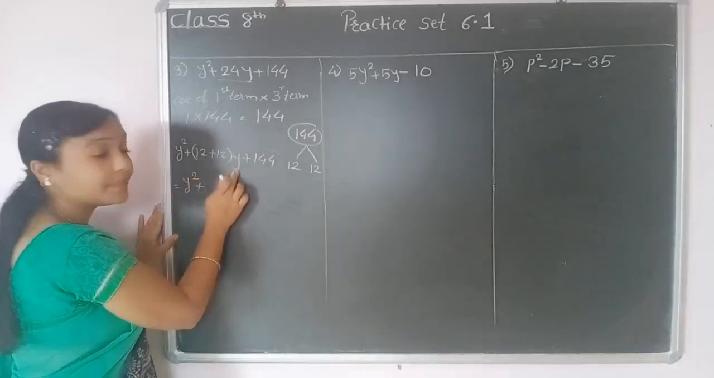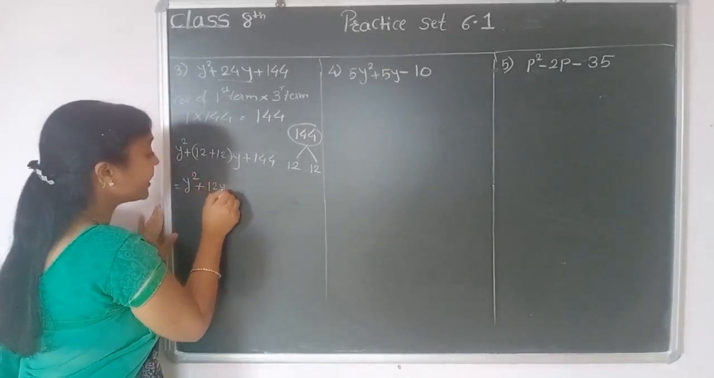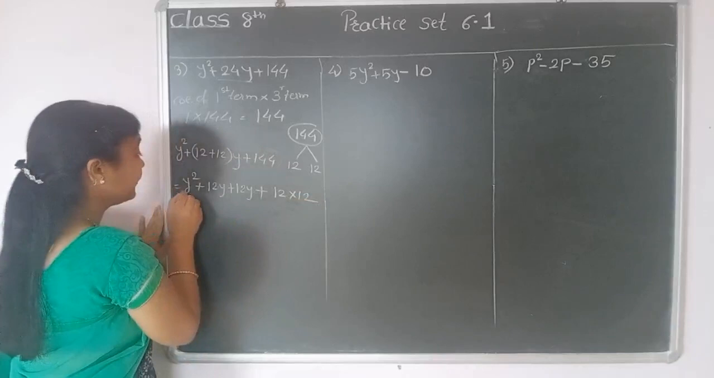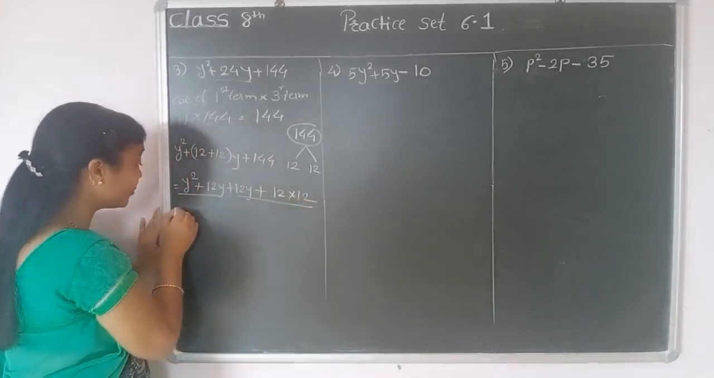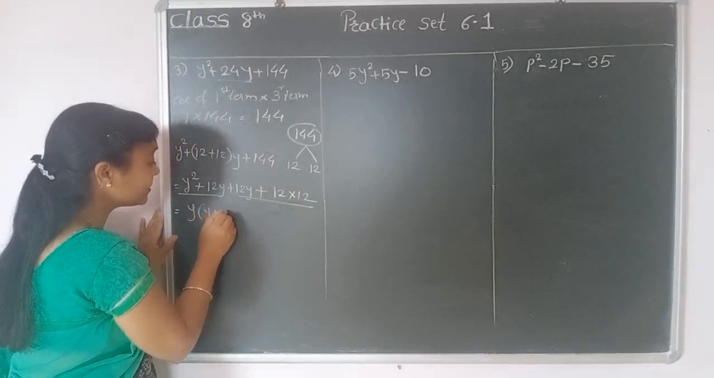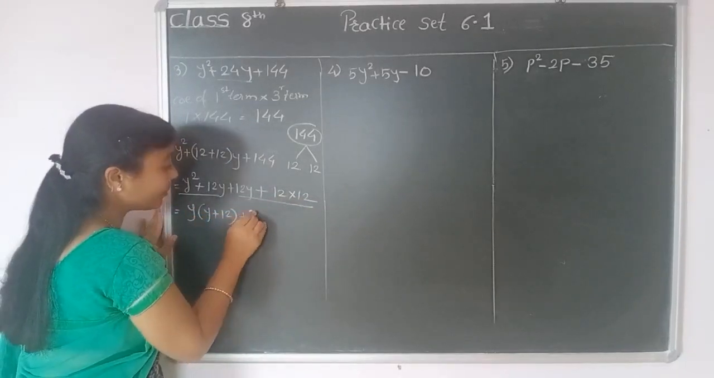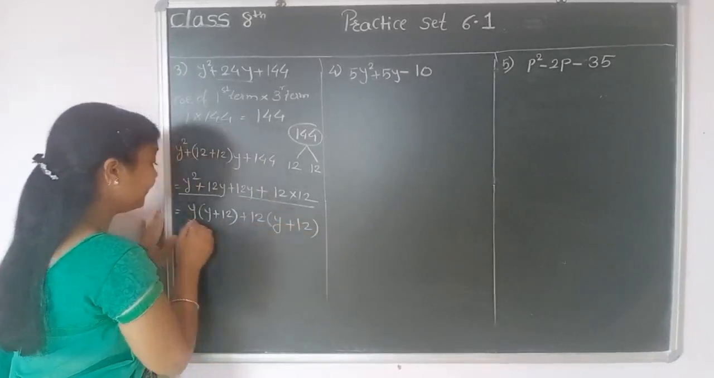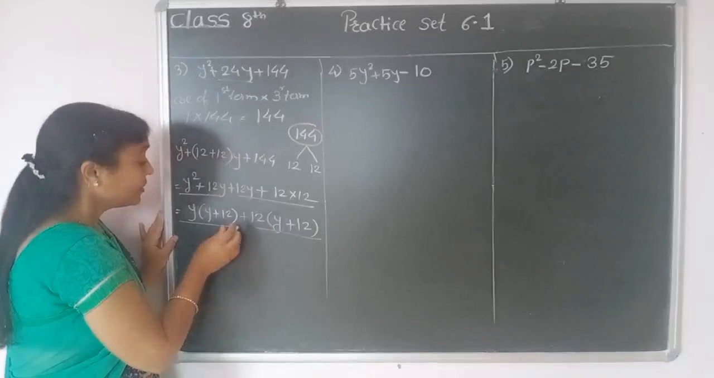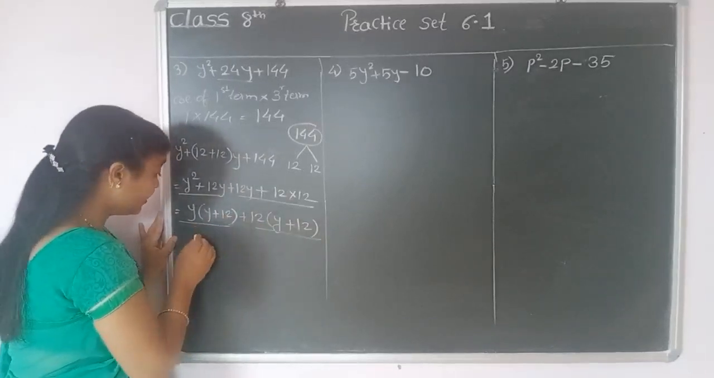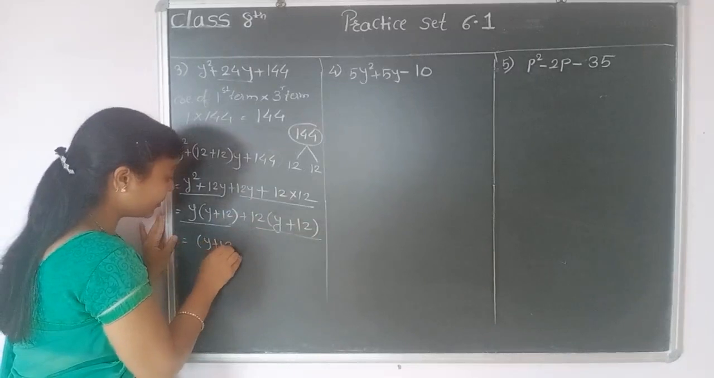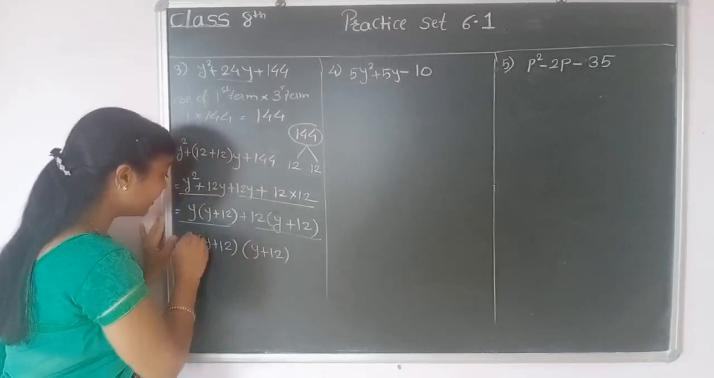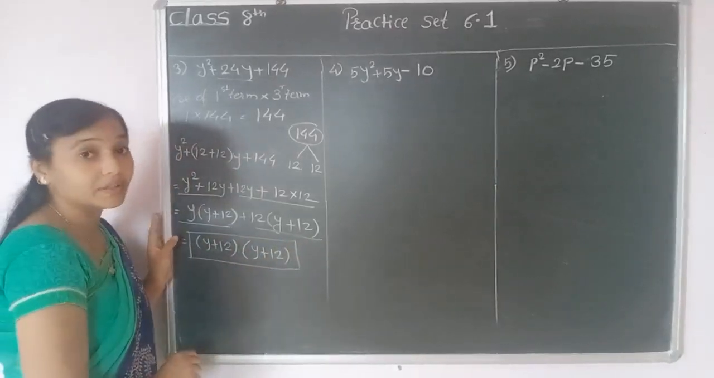Y square plus 12y plus 12y plus 12 into 12. Then you take pairs and take out the common: y plus 12. Here 12 is common. In the bracket remaining, y plus 12. Then again observe this step. Y plus 12, this bracket is common. Then take out y plus 12, and again y plus 12. These are the factors of the given polynomial.